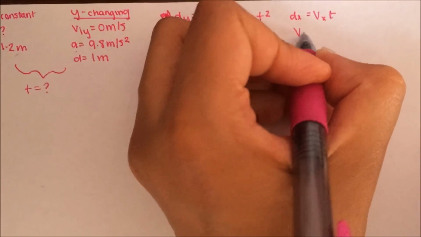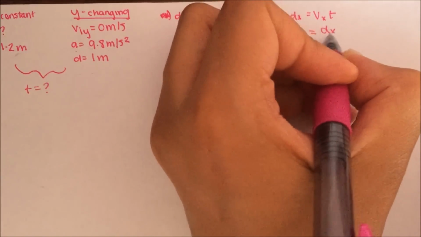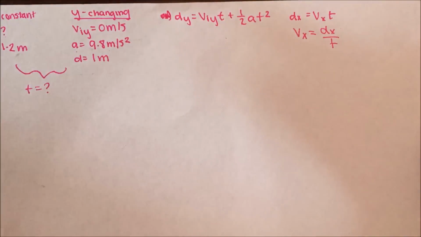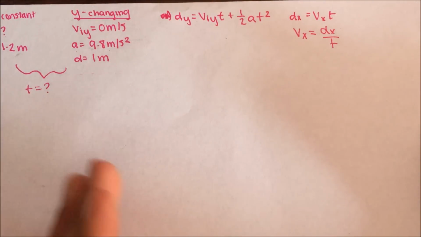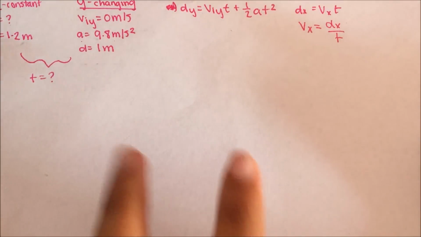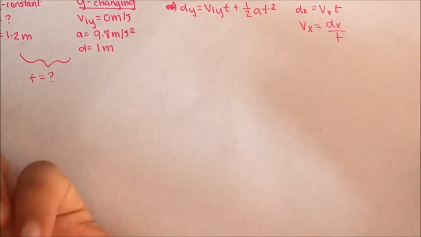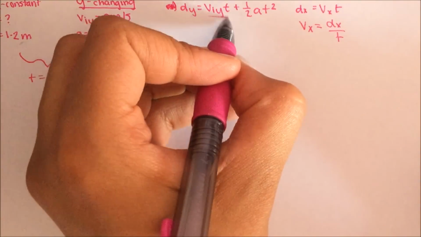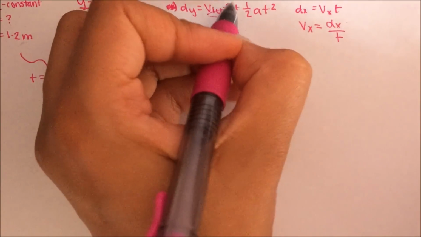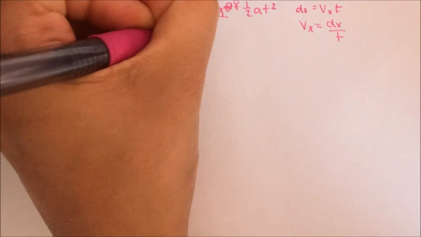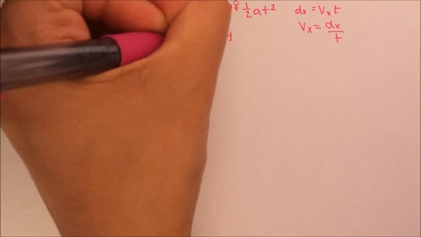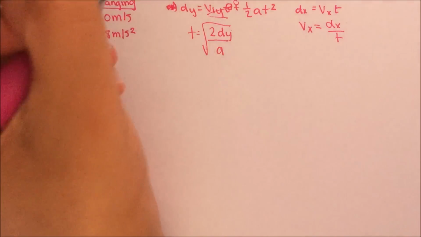So the initial velocity x is the distance x over time. Now we don't know time, but time is something that's constant between both the x and y directions. That's what we're going to use to link the two together. So this is the equation we're going to use to solve for time. We know the initial velocity in the y is 0, so the time is going to be the square root of 2 times the distance y divided by the acceleration.